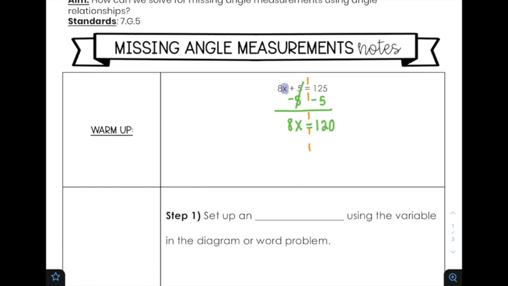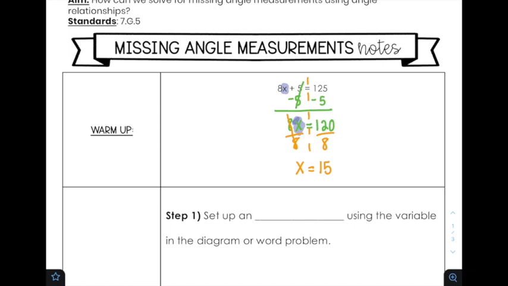From here, since our variable and our coefficient are connected by multiplication, we have to use division to separate the two. So in order to isolate x, we divide by 8 on both sides. x is going to equal 15.